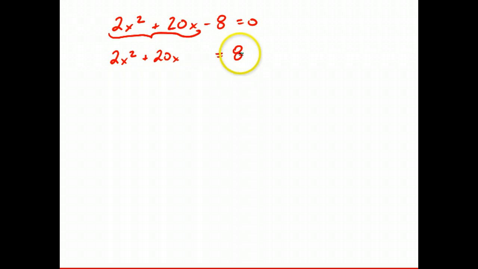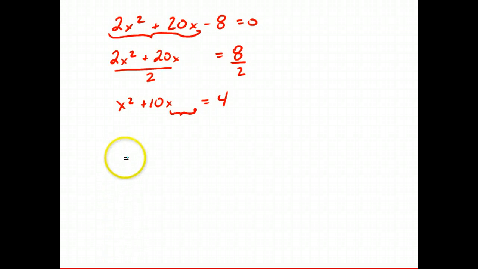So I get this. And you know what? I can do a little shortcut here. If I see that there's a greatest common factor, I can divide each of these sides by 2 to make my work a little bit easier. So I'm going to divide by 2 here, divide by 2 here, and I'm left with x squared plus 10x is equal to 4. Okay, so what I want to do is complete the square here so I can make my binomial perfect square, so I can take the square root and solve for my x.